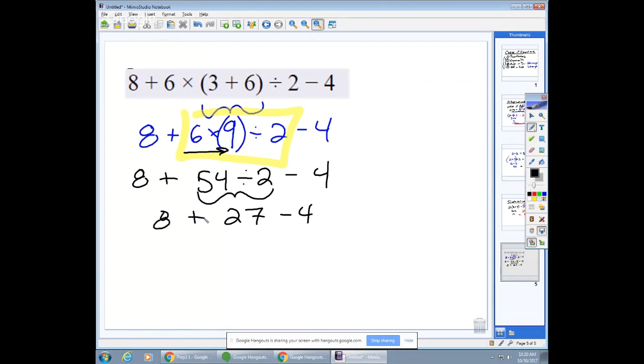And then what should we do? Yeah, left to right, keep moving left to right. So then I would say, okay, 8 plus 27 is 35, I think. Oops, that didn't come out right. 35, and then we can subtract that 4 and get a 31.